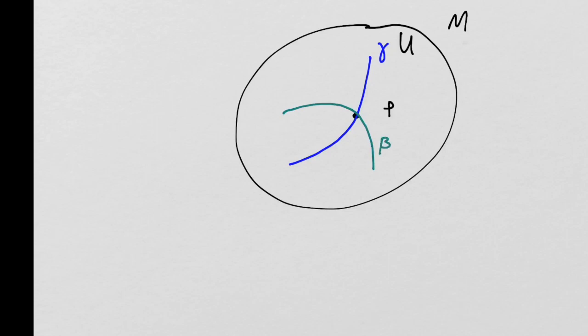So we have two curves going through the point P, and therefore we have two directional derivatives that we can talk about that go through this point. The first one is V gamma at P, and the other one is V beta at P. So what do I need to do?